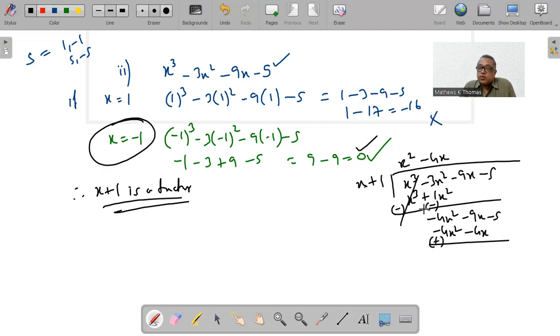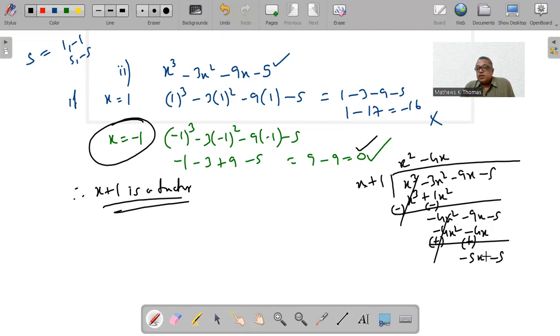When I'm changing the sign, put it in brackets so you don't get confused which was the original one and which is the changed one, because all the operations we have to do as per the changed sign. This is minus, so now I'm going to put plus. So this is getting cancelled. Minus 9 and plus 4, we get minus 5x minus 5.